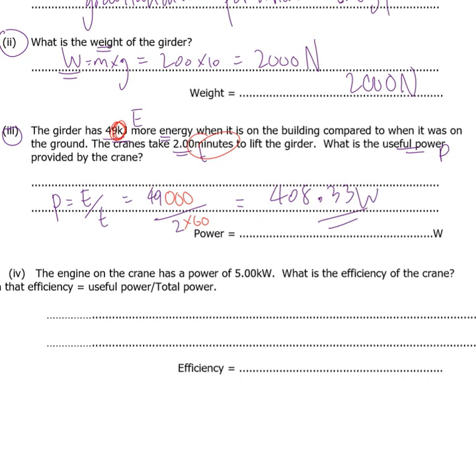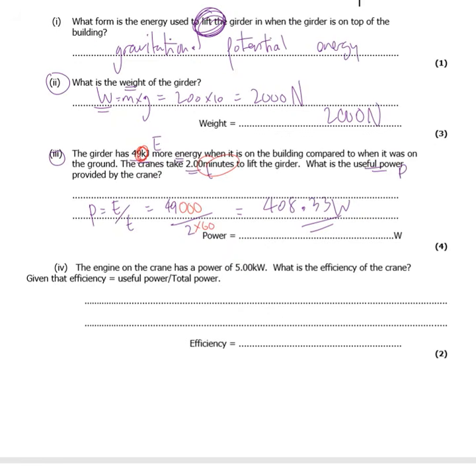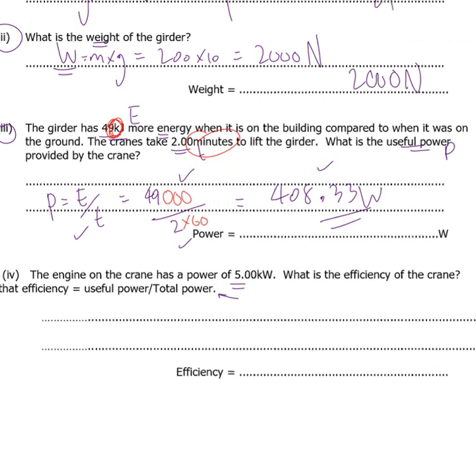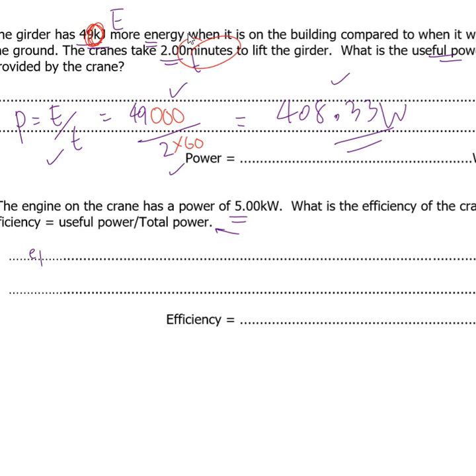Again, it's 4 marks. The equation is given to you in pretty much the paper itself. You need to convert and then get the answer. Now here, the engine has a power of this. What is the efficiency? Now we have the equation here. So what I'll do is write down the equation properly. We have efficiency equal to useful power divided by total power. We need to work out the efficiency.